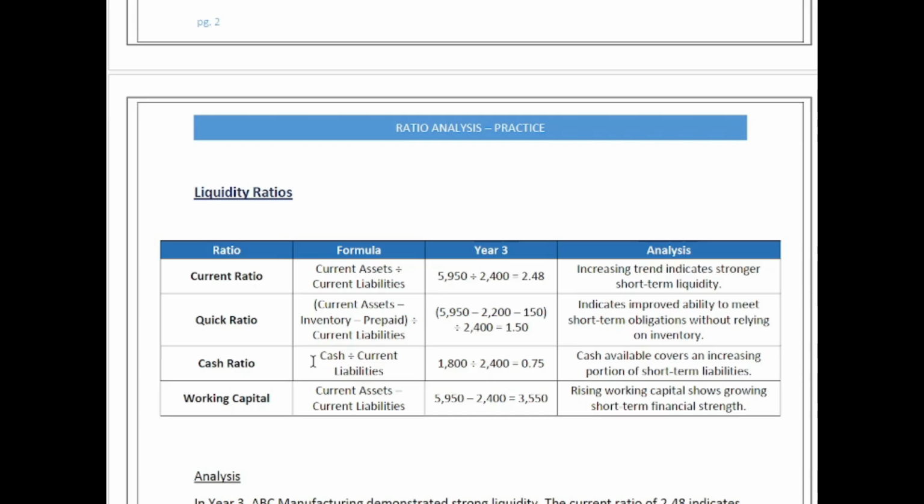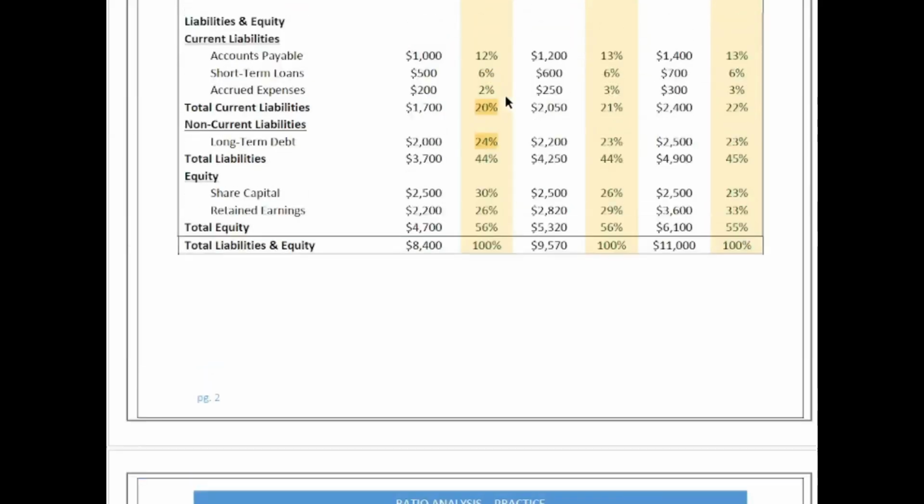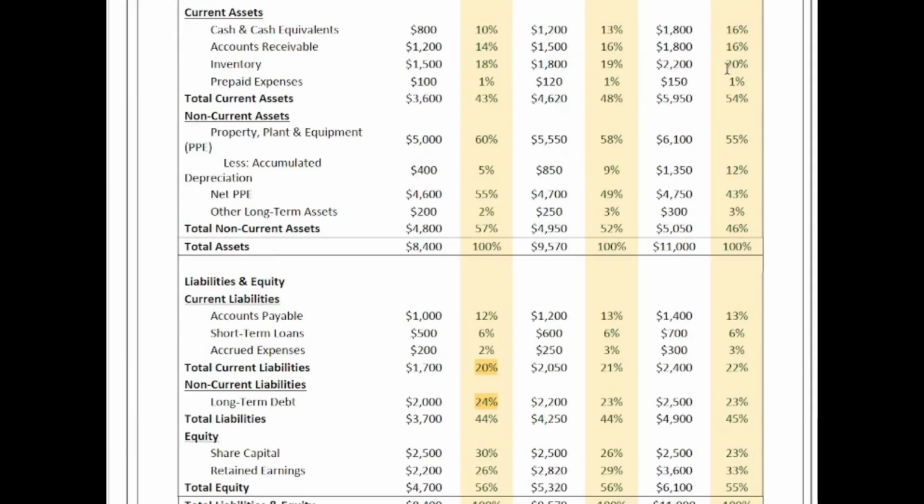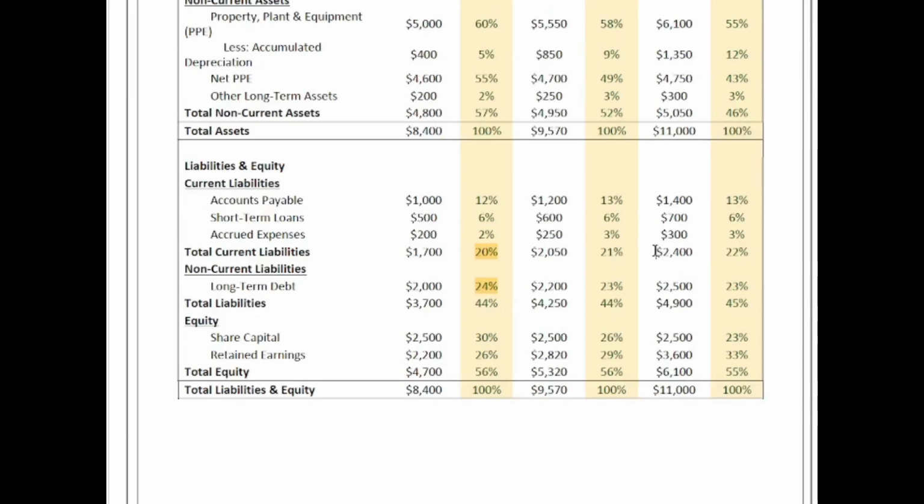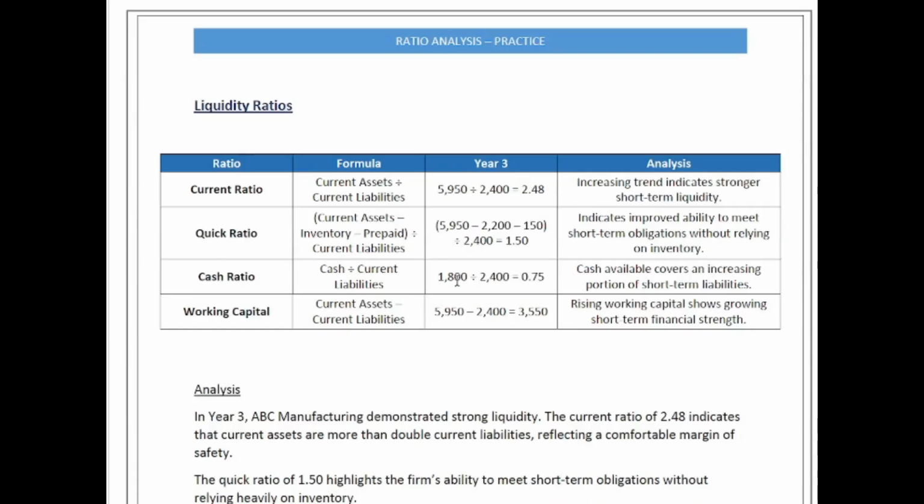Again, the cash ratio. What is the formula for cash ratio? It is cash and cash equivalents divided by current liabilities. So here you can see the cash and cash equivalent is 1,800, and the current liability is 2,400. So that means 1,800 divided by 2,400, that means 0.75.